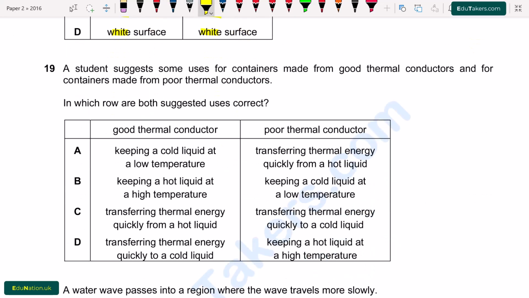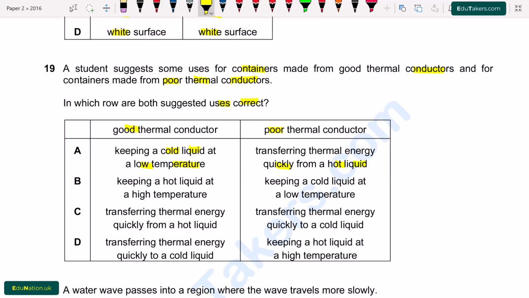Question number 19. A student suggests some uses for the containers made from the good thermal conductors and for the container made from poor thermal conductors. In which row are both suggested uses correct? Good thermal conductor, poor thermal conductor. Option A, keeping a cooled liquid at a low temperature, transferring thermal energy quickly from a hot liquid.